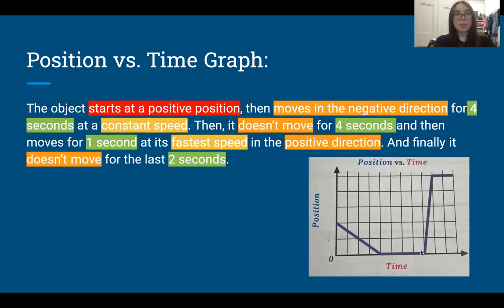And then it moves for 1 second at its fastest speed. We know it's for 1 second because of the 1 bar, and at its fastest speed because the slope is significantly higher than the slope we see originally. So the bigger the slope, the faster it's going. And it's in the positive direction because it's going up. And finally, it doesn't move for the last 2 seconds. Again, if it's this horizontal flat line, you know it's not moving. And we know it's for 2 seconds because of these 1, 2 tick marks. So that is how to write a written description for a position versus time graph.